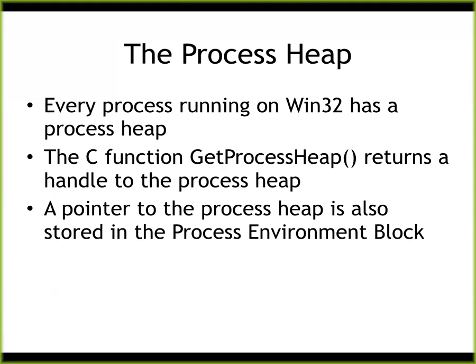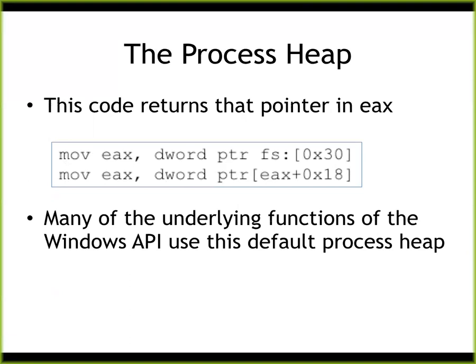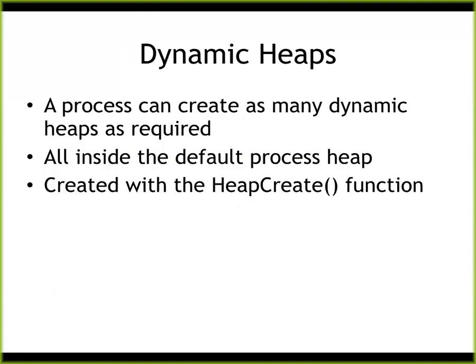Every process on Windows 32 has its own heap. By default, it is created and called the process heap, and you can just use that if you want, and that's what most of the API calls do. But you can also break it up into chunks, into subheaps if you want to. This is the code that returns the pointer from the process environment block to the default heap, the process heap, and that's all the Windows API calls do, just to keep them simple. They use the default heap.